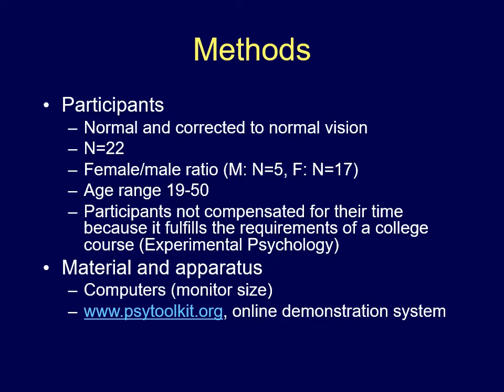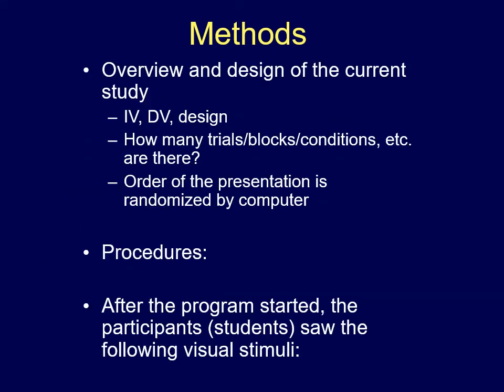Okay, and the next thing you want to say is what the actual address for the web page is. So that would be www.sitetoolkit.org, and that is the online demonstration system for experimental psychology courses.